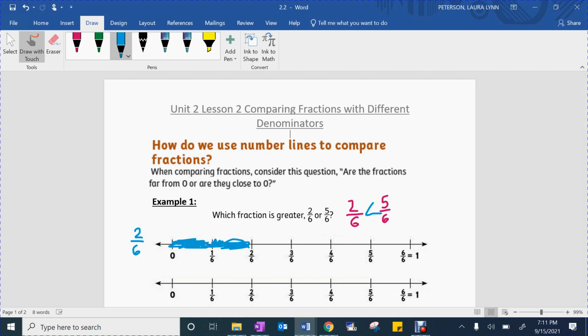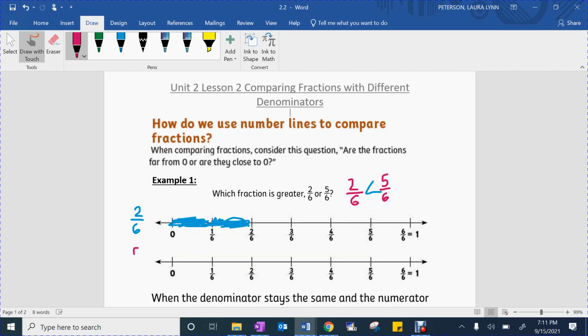Very good. Now, our second number line is going to be the second fraction, 5/6. So please, to the left of the number line, write 5/6. And we're going to color in what this looks like.